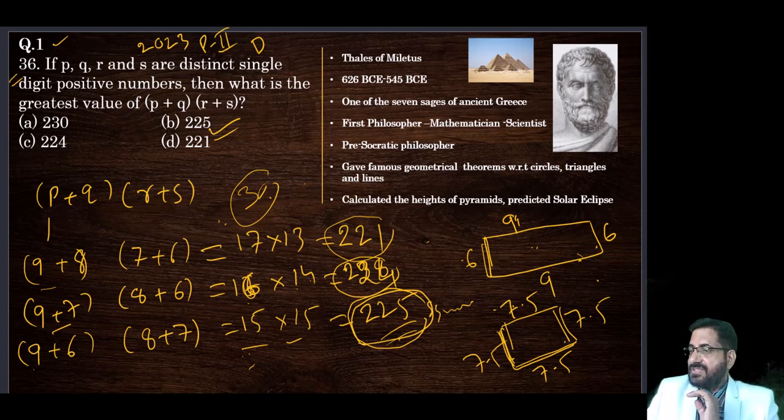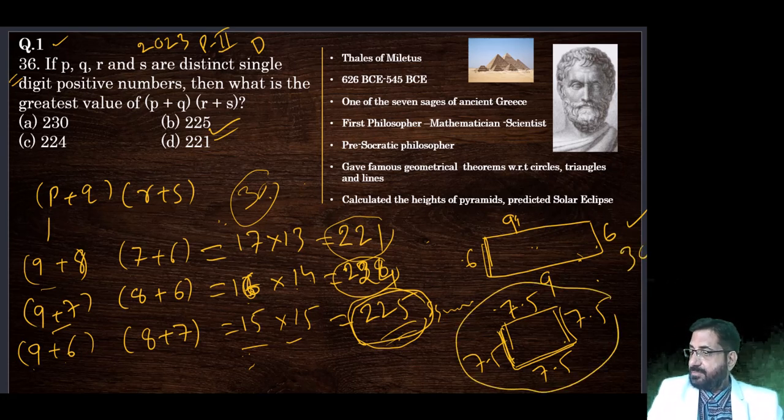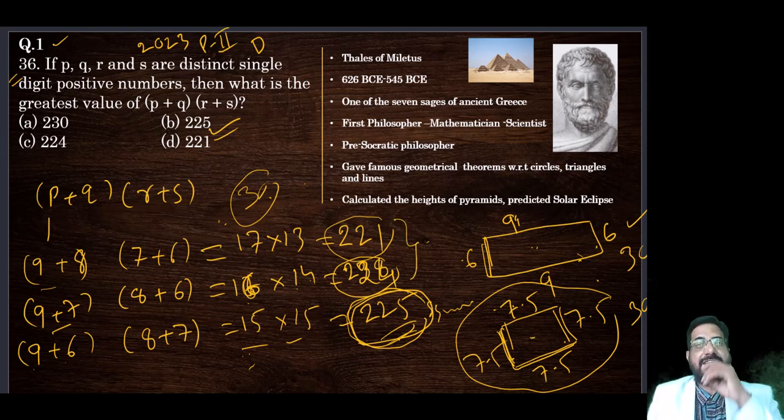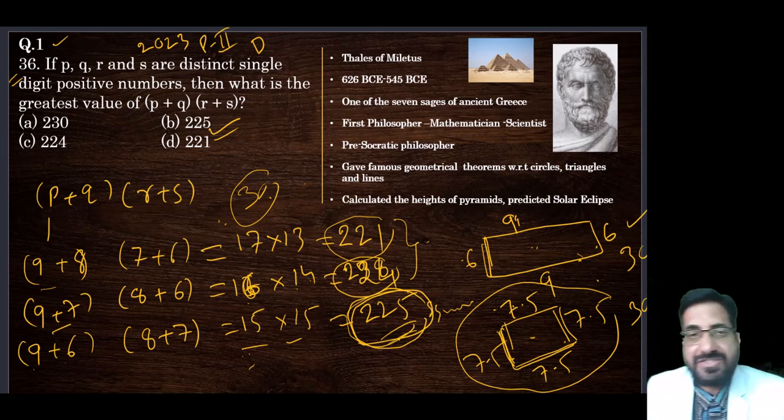See, this is a rectangle with perimeter 30 meters. This is a square with perimeter again 30 meters. But this area is more because it has 225 square meters. Other rectangles have lesser areas compared to this square. So this concept is involved in this problem.